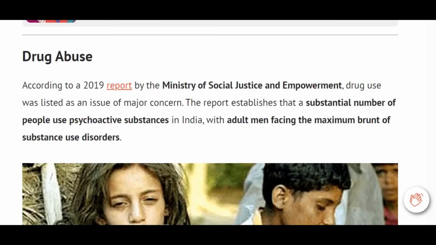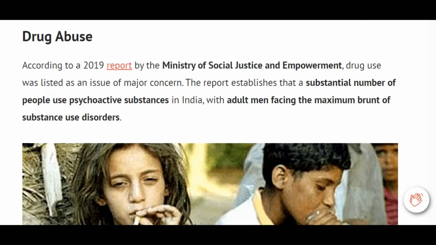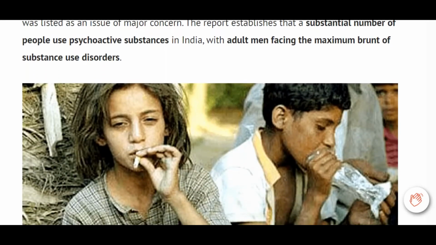Then there is another problem of drug abuse. According to a 2019 report by the Ministry of Social Justice and Empowerment, drug use was listed as an issue of major concern. The report establishes that a substantial number of people use psychoactive substances in India, with adult men facing the maximum brunt of substance use disorders. You can write on this topic also.